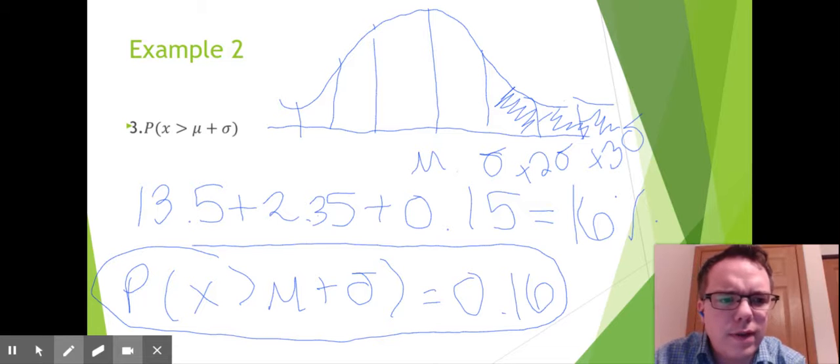So whether you're trying to find a probability that's between two things, is bigger than one thing, or less than one thing, all you have to do is add up the sections and you should get your probability using the empirical rule. Tomorrow we're going to talk more about the empirical rule with actual numbers and using real life examples.